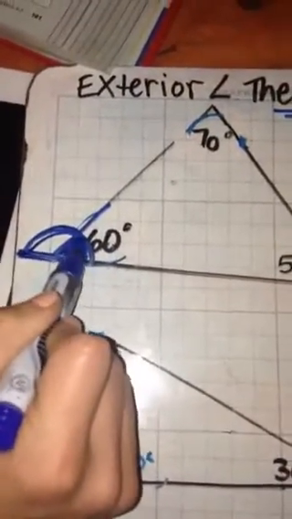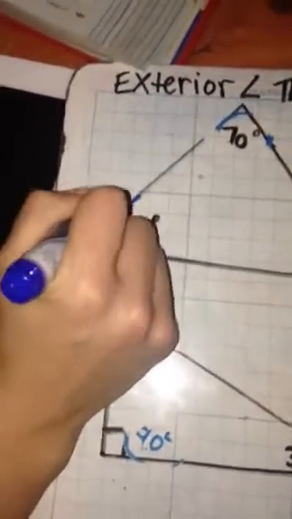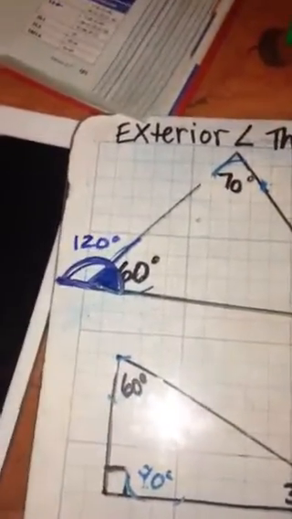I see a linear pair. This is 60, so the total has to be 180. This has to be 120. Okay. The exterior angle is going to be equal to the sum of the two angles that are farthest away. Not this angle. Not this angle.